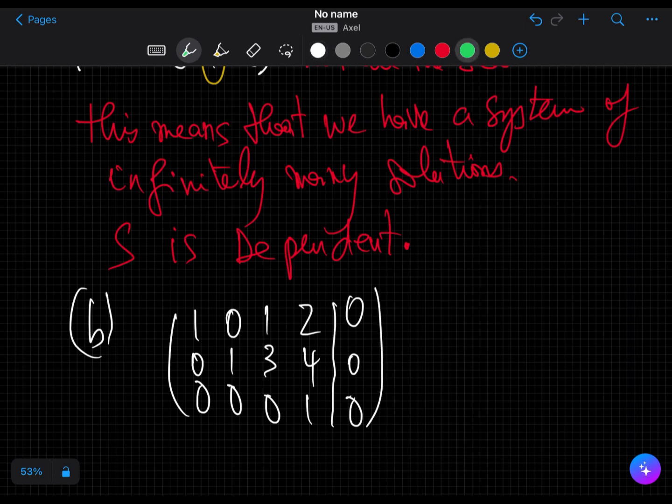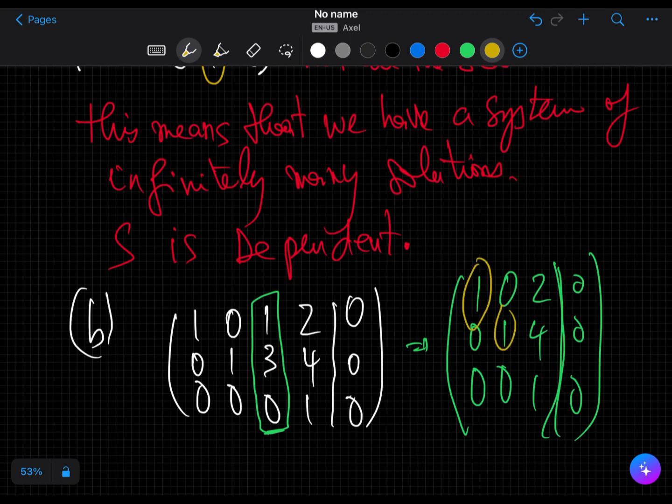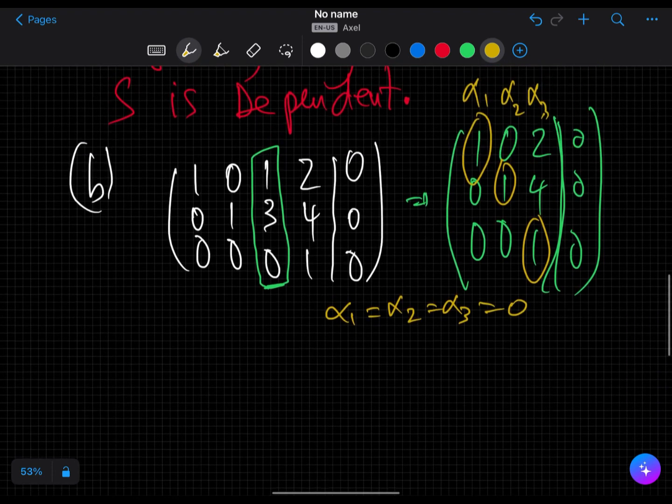So I observe that I need to remove this column, so that I can choose three vectors. Then I have leading entries here, here, and here, so all of these will be fixed variables. So I will have alpha 1 equals alpha 2 equals alpha 3 equals 0. So these are the three vectors I will choose to have an independent set.